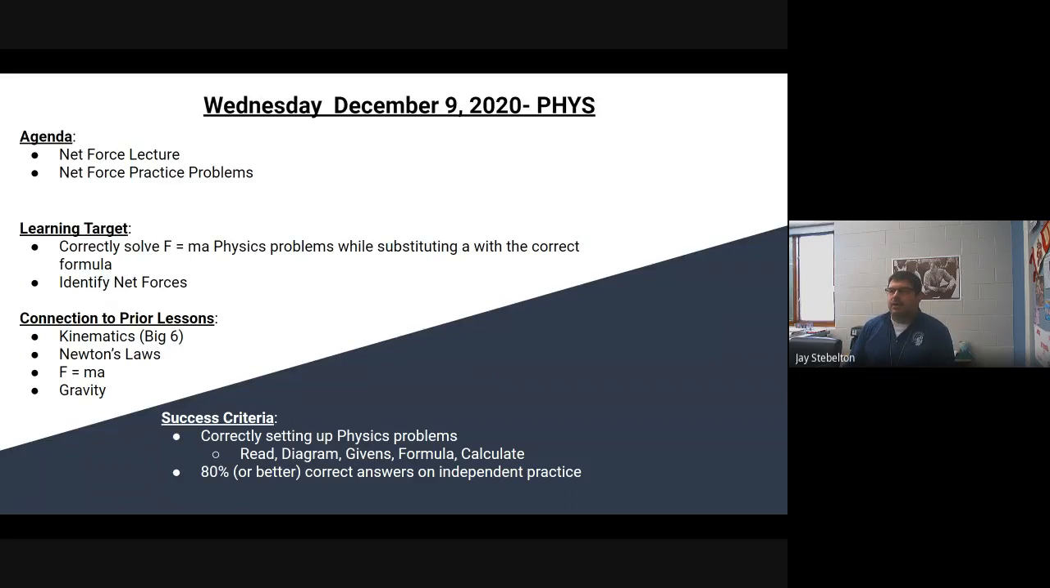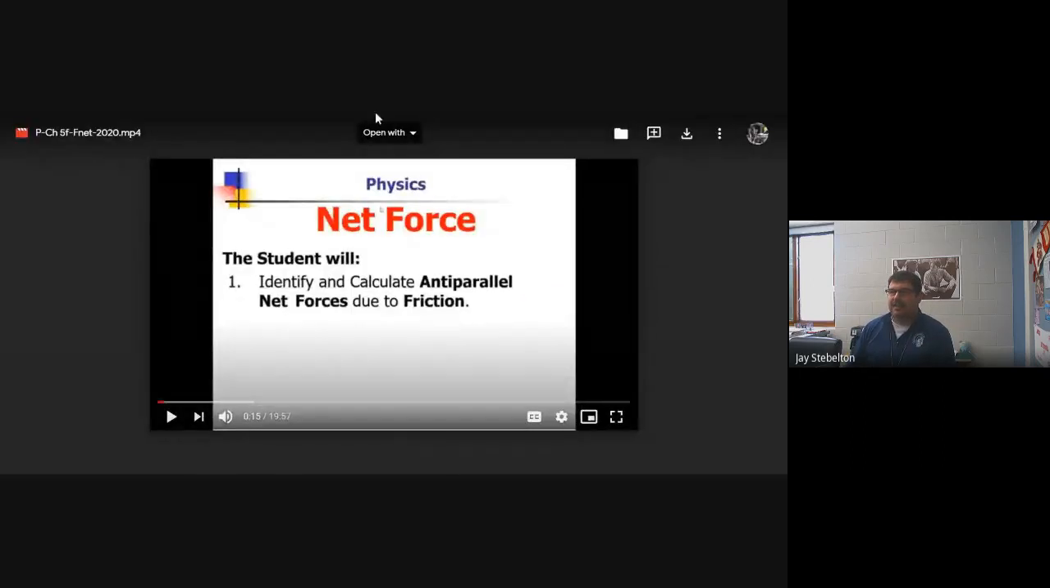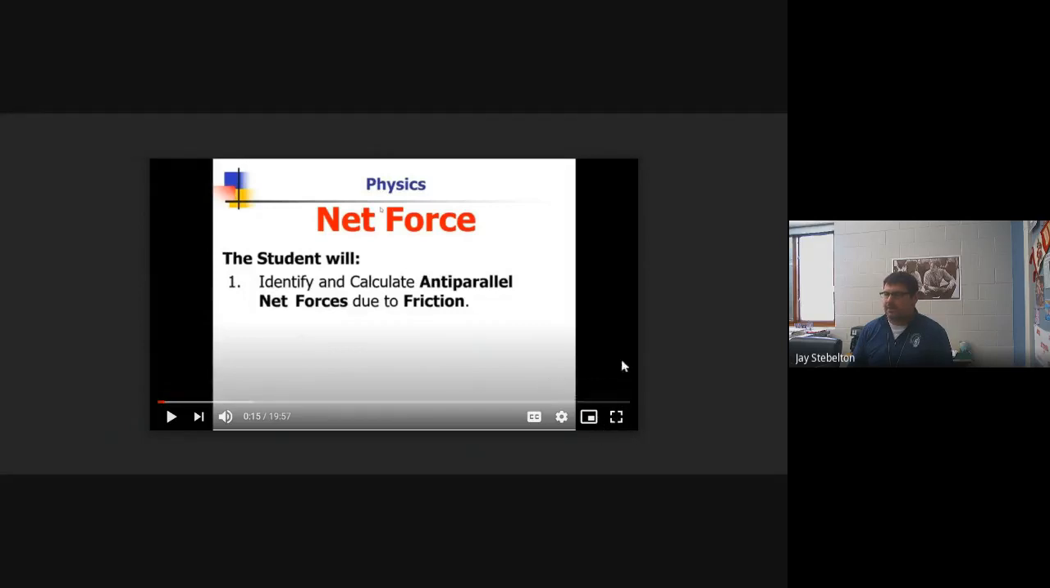Okay, so here we are with net forces and how to solve net force problems. Just watch this. I'll try not to pause it too much so you have more time to work on the problems. But I think if you pay attention to it and you work with me when we're done, we should be able to get through the first couple problems.